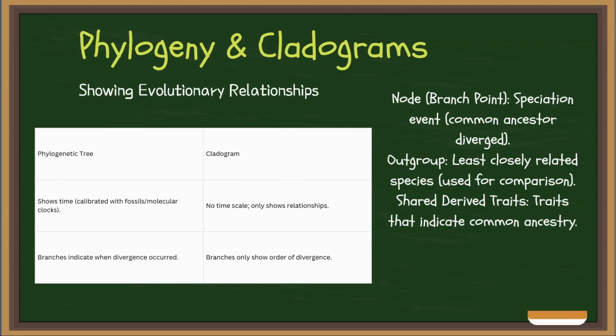So a phylogenetic tree shows time, calibrated with fossils or molecular clocks. The branches indicate when divergence occurred. For a cladogram, there's no time scale, it only shows relationships. The branches only show order of divergence.